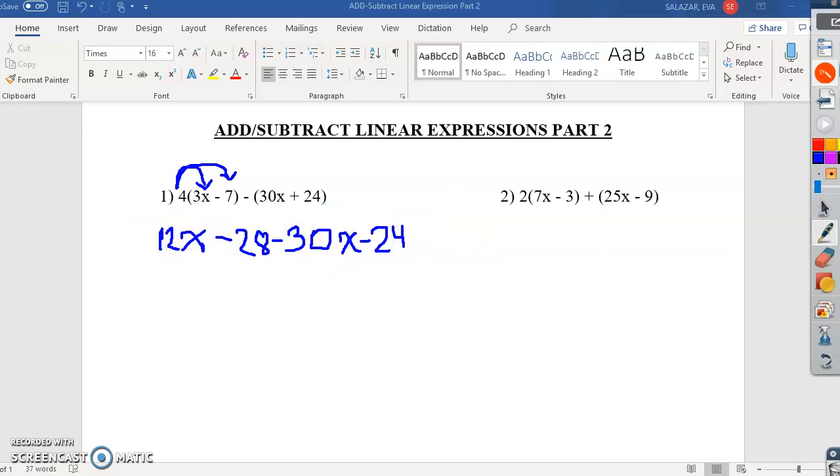And now that I have gotten rid of my parentheses, I can start by combining like terms. So combine 12x with negative 30x. And we have different signs here, so we're going to subtract. I'm sorry, I meant negative 30x plus 12x. So that means you're going to subtract 30 minus 12, and that is going to give you 18. So we're going to have negative 18x.